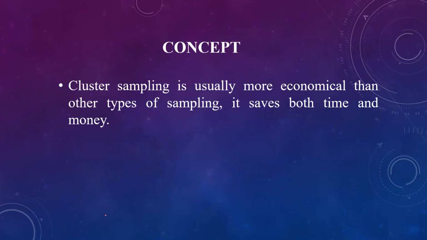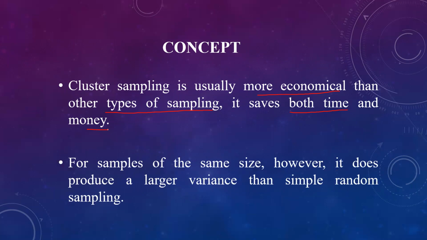Cluster sampling is usually more economical than other types of probability sampling methods. It saves both time and money. So for any kind of research survey, time and money are very important. For samples of the same size, however, it does produce a larger variance than simple random sampling.